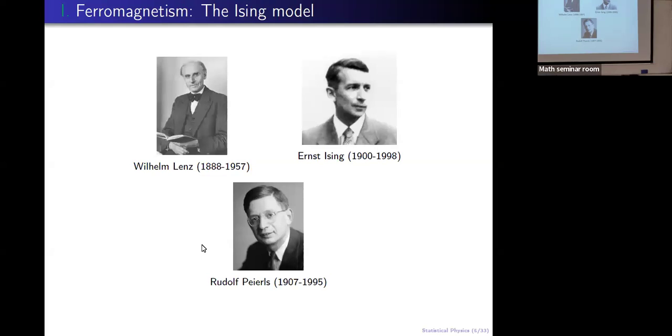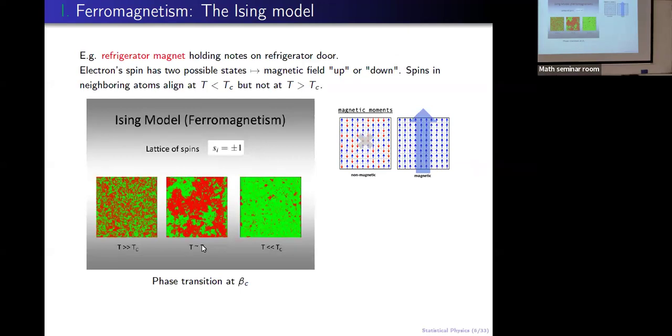And as a prelude to that, I will talk a little bit about the work of Lenz, Ising, and Peierls in the context of the Ising model, as an example of a statistical physics system which has nothing to do necessarily with gas. And here is a situation. This is supposed to be a toy model of your refrigerator magnet, which holds notes on the refrigerator door. And how is it done?